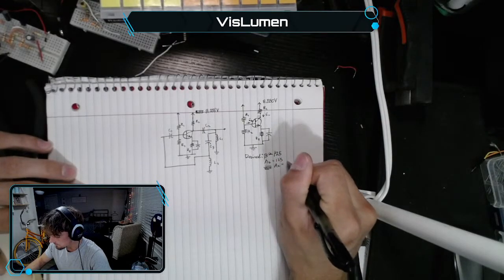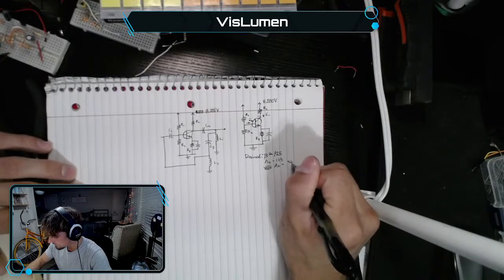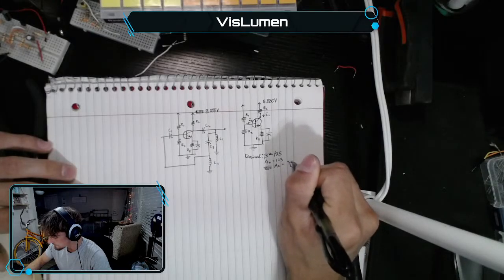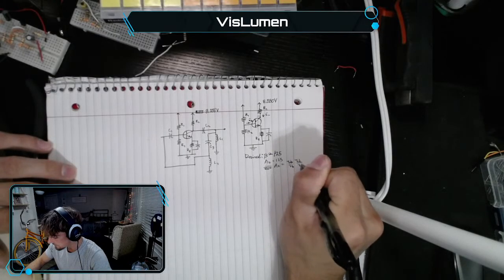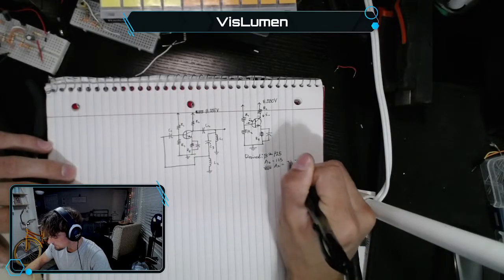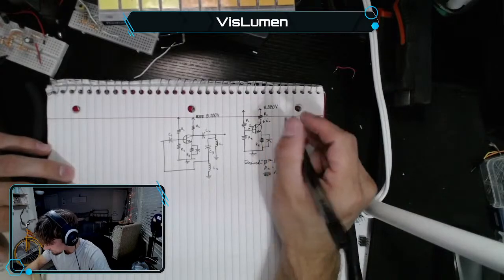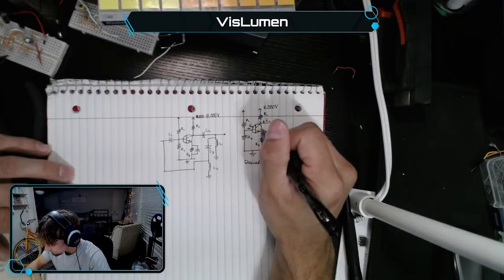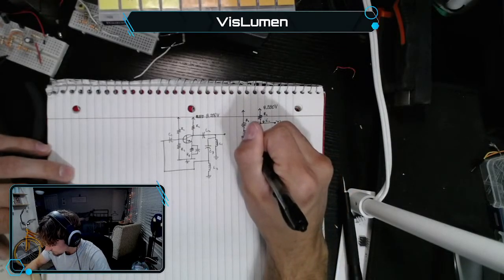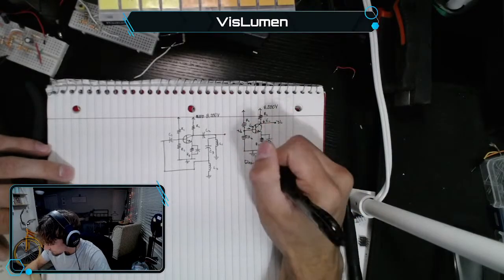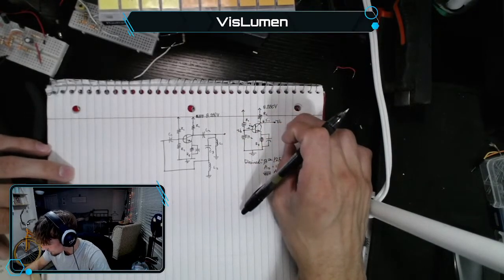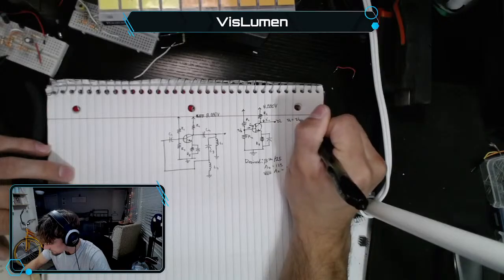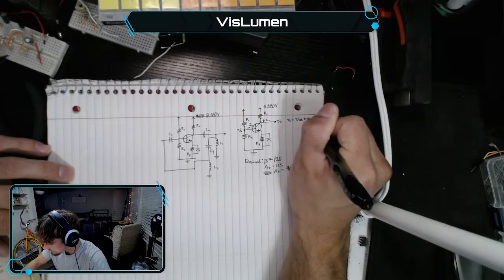AV equals V out over VB, or VC over VB. Okay, so here I'll show you that. So this VC, and VB to ground. So if that's to ground, VC equals VCE plus VE.